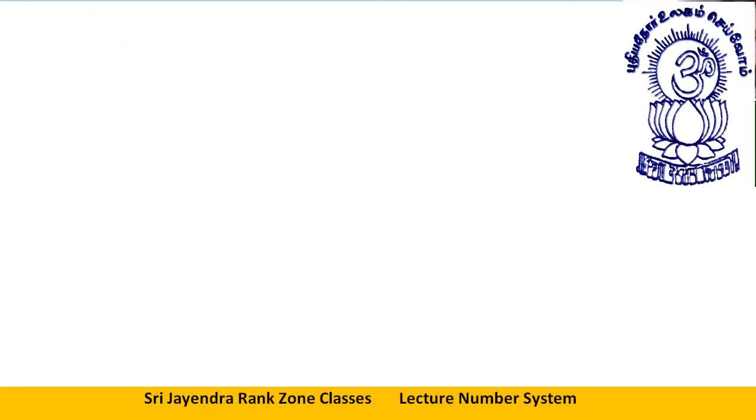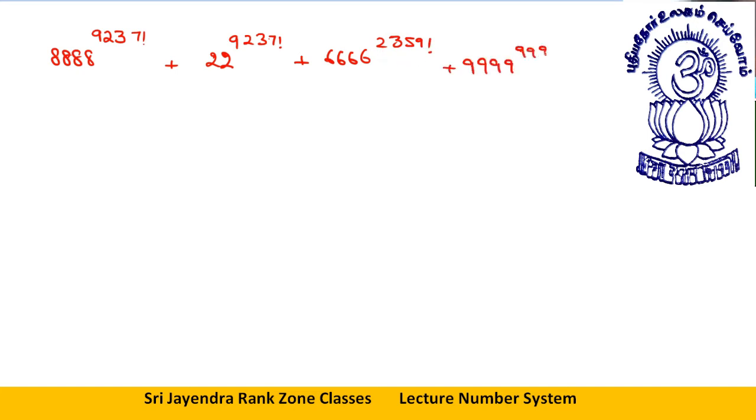Let's look at the next question. Find the unit digit of the expression. We have 8888 to the power 9237 factorial, plus 229237 factorial, plus 6662359 factorial, plus quadruple 9 factorial. Find the unit digit of this expression.